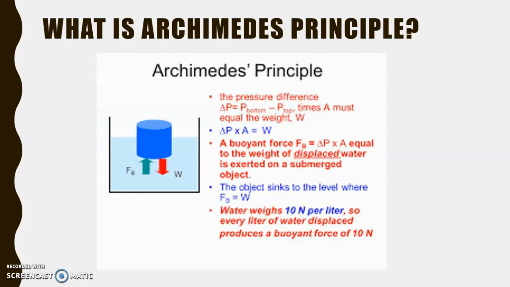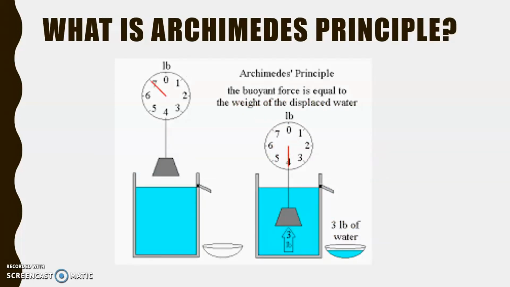The object sinks to the level where Fb equals W. Water weighs 10 Newton per liter, so every liter of water displaced produces a buoyant force of 10 Newton. The buoyant force is equal to the weight of the displaced water. So from here, you can see when the buoyant force is equal to the weight of the displaced water, this object will float inside the water. That means Fb equals W.